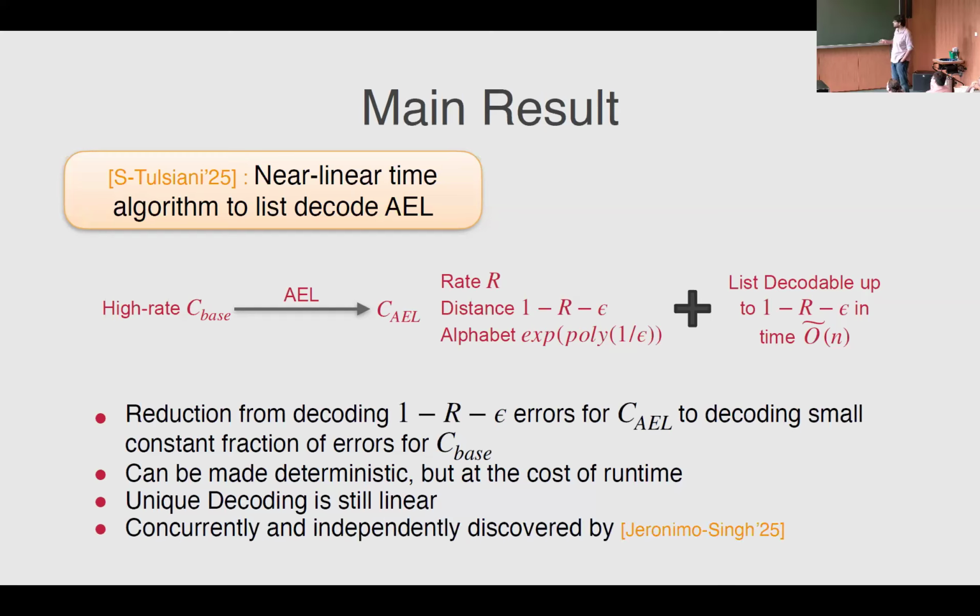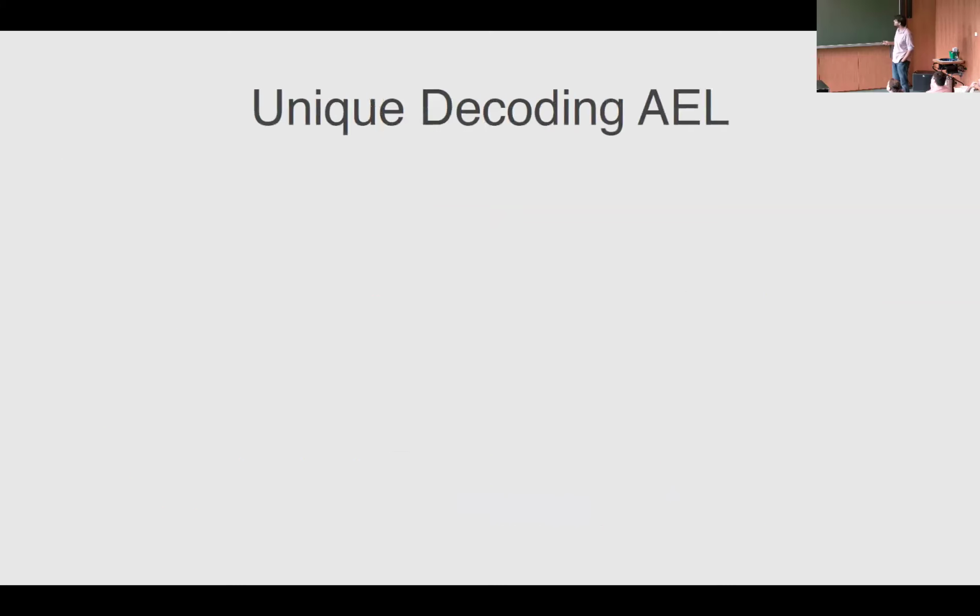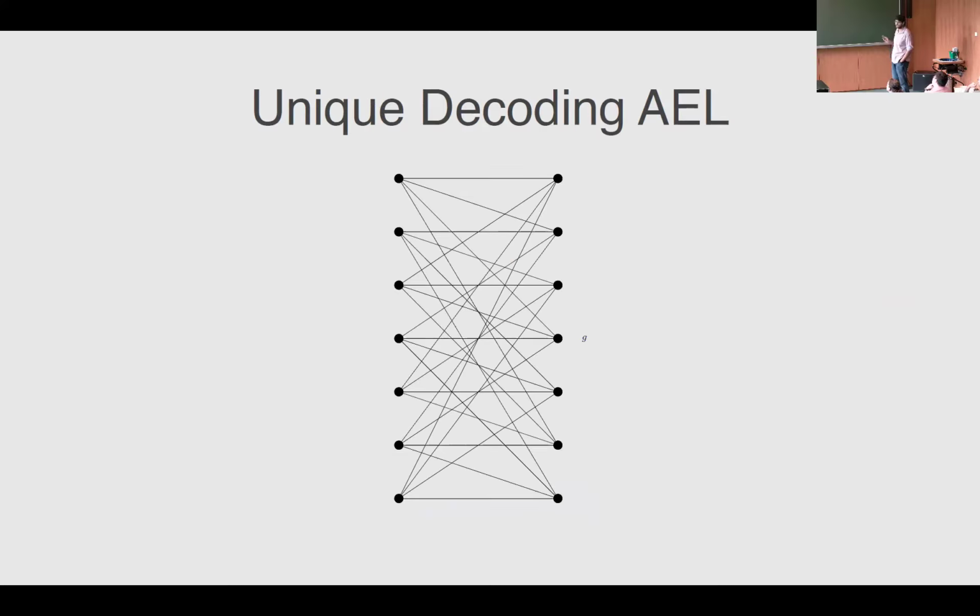And this was recently on arXiv. It was concurrently and independently also discovered by Fernando Singh. So let's see what the unique decoding algorithm looks like. This was supposed to be a linear time algorithm.